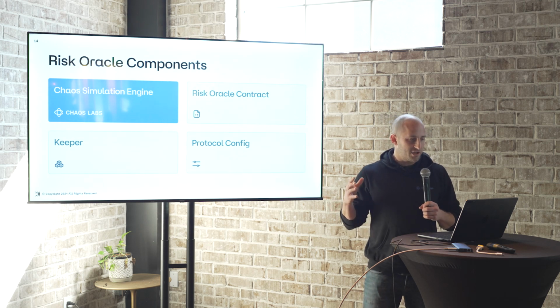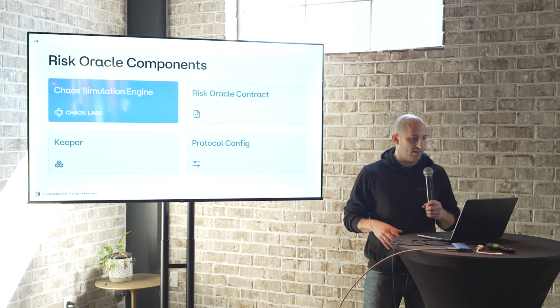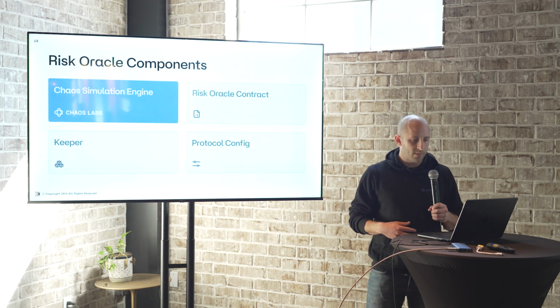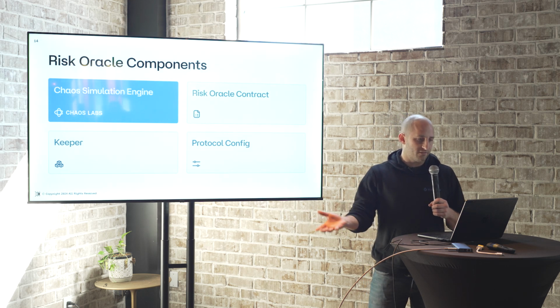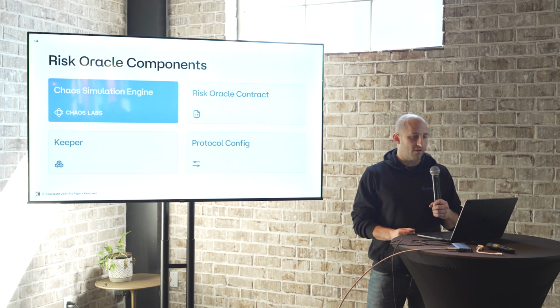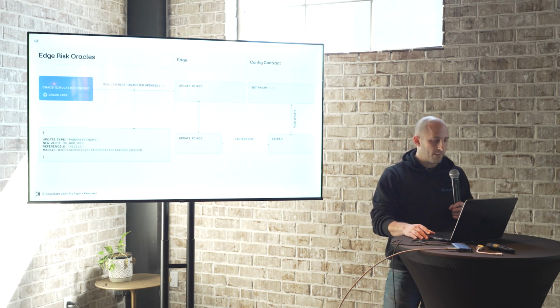There's the Chaos simulation that I mentioned before. It's this process that we have behind the scenes that's constantly evaluating all of these situations and scenarios and what's going on in the market at any point in time. Then you have the risk oracle contract, where these parameter updates are served. This, of course, lives on whatever chain the protocol is on. There's some keeper that's listening to or waiting for updates to this risk oracle contract. And then, of course, the protocol itself and the configuration for that protocol.